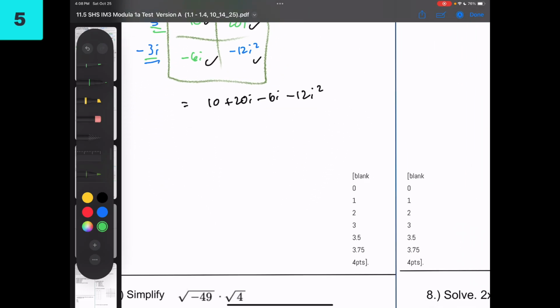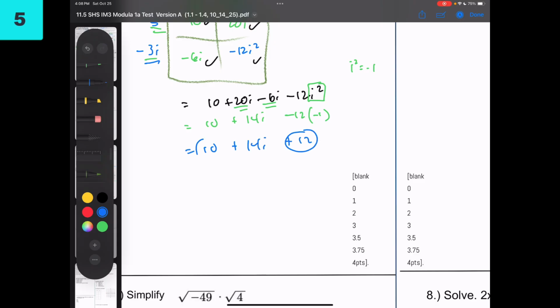Okay, now I'm going to simplify this one. i squared is equal to negative 1, so they're next to each other, so it's multiplication. 20 minus 6 is 14i. So that becomes 10 plus 14i plus 12. We have 22 plus 14i is your answer.